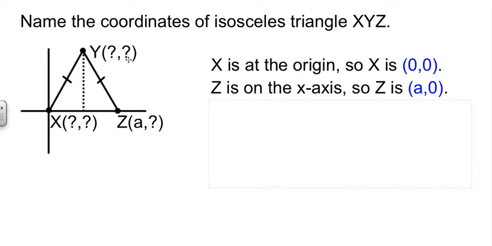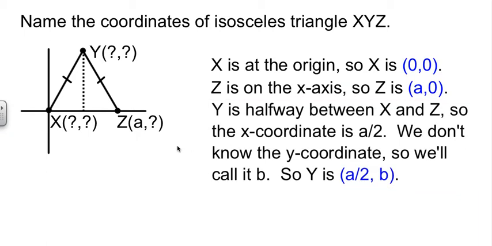Now we get to the fun one, Y. We know from our earlier studies of isosceles triangles that the altitude here, the vertical line, cuts the triangle in half. So the x-coordinate would be half of whatever A is. So the x-coordinate here would be half an A. We don't know anything to tell us about the y-coordinate, so I'm just going to call it B. Okay, there's nothing that indicates what it should be.